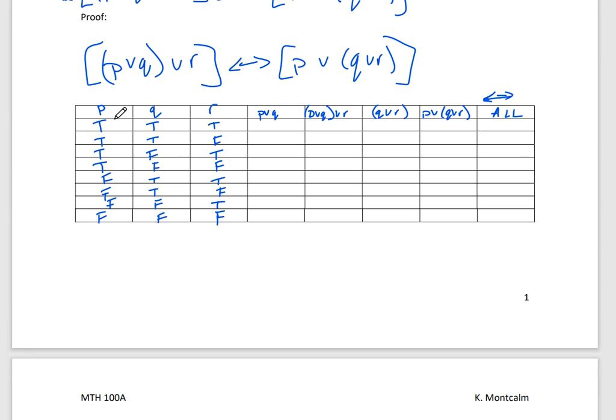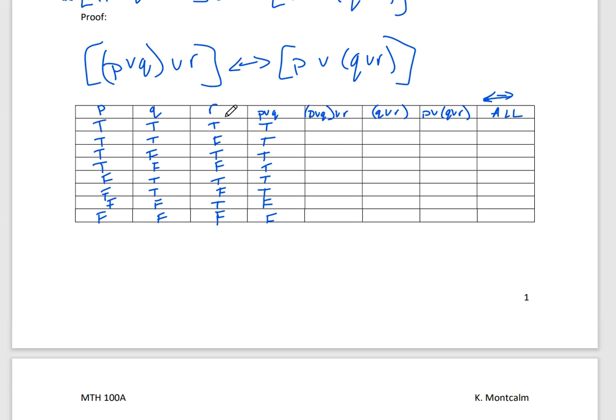P or Q, so going through my first two columns, anywhere I have at least one true. So my first half is going to be true because my first half of P is all true, and then I'm going to have two trues for my next two rows, and then the last two are just false. Okay, so P or Q or R.